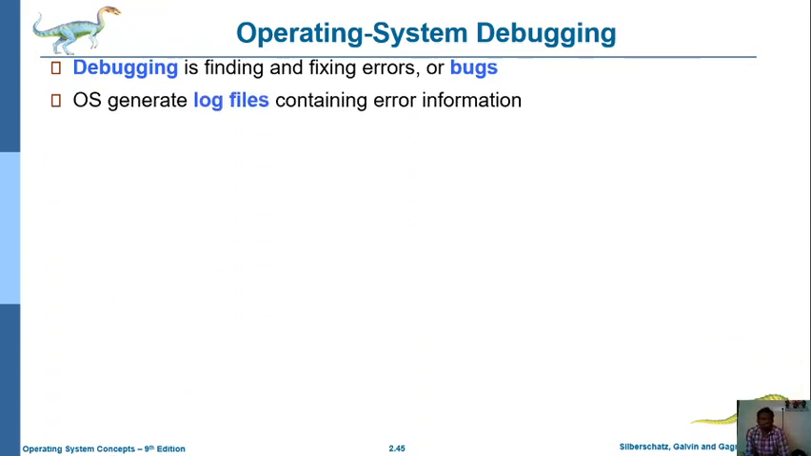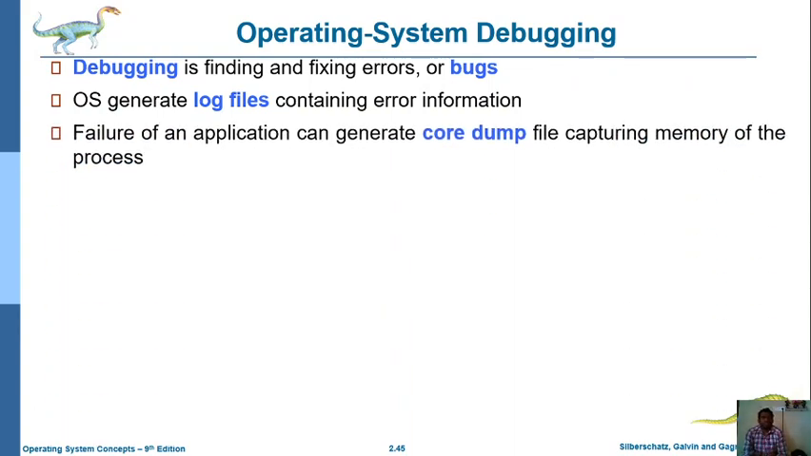In this process, the operating system frequently or always generates a large number of files. Those files contain log information. That means at what time a particular device was started, at what time it was stopped, how much time it was active and how much time it was inactive. Such information, the entire log information, is maintained for debugging.